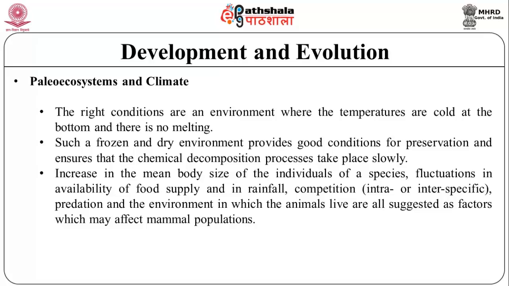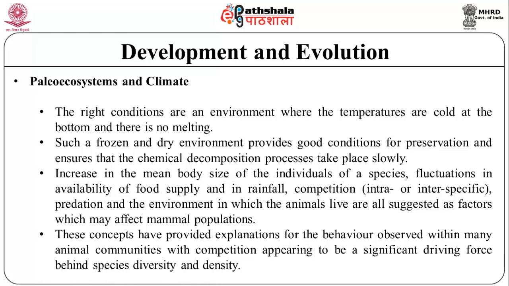Increases in the mean body size of the individuals of a species, fluctuations in the availability of food supply and in rainfall, competition that is either intra- or interspecific, predation, and the environment in which the animals live are all suggested as factors which may affect mammal populations. These concepts have provided explanations for the behavior observed within many animal communities, with competition appearing to be a significant driving force behind species diversity and density.